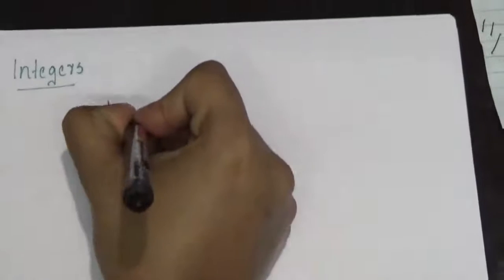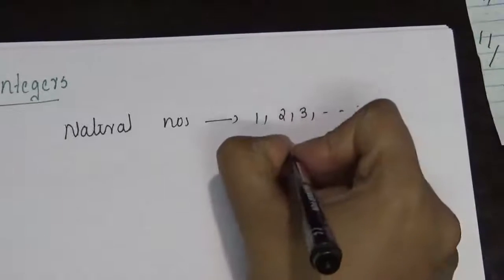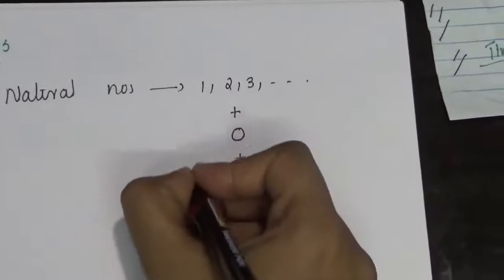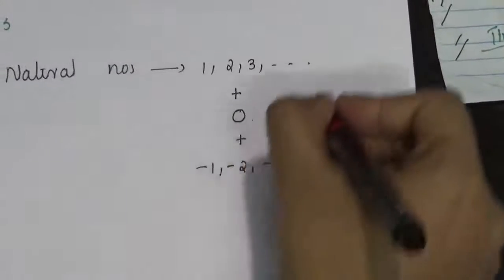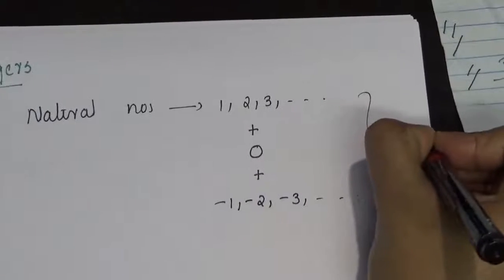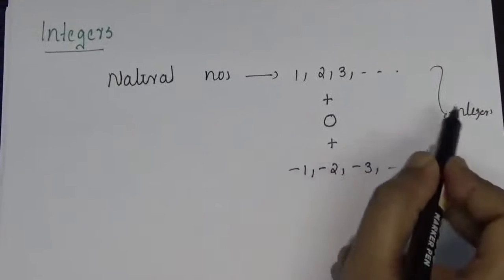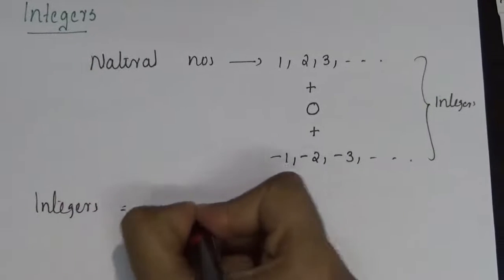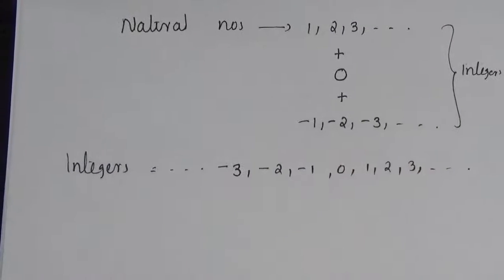Integers. The natural numbers 1, 2, 3, etc. plus the number 0 plus the negatives of natural numbers, that is minus 1, minus 2, minus 3, etc. are called integers. So what are integers? The natural numbers together with 0 and their negatives minus 1, minus 2, minus 3, etc. are called integers. So we can write that integers are etc., that is minus 3, minus 2, minus 1, 0, 1, 2, 3, etc. are the set of all integers.